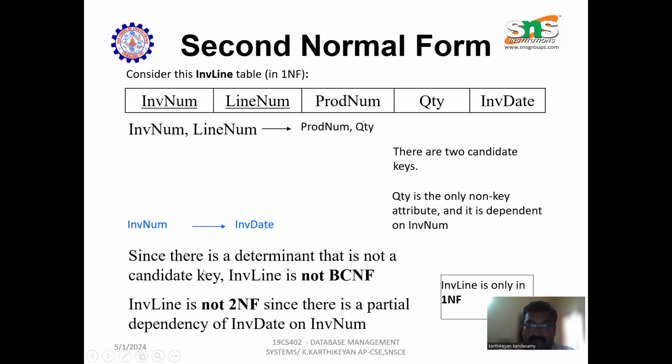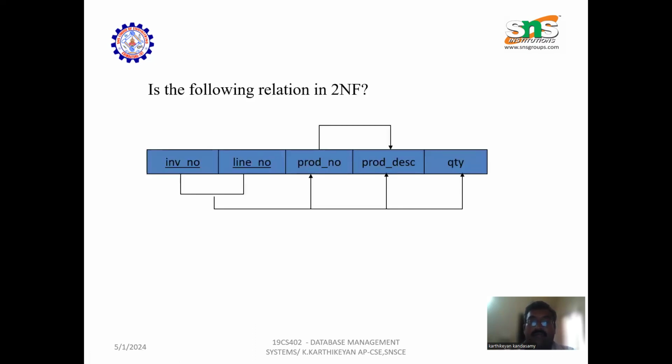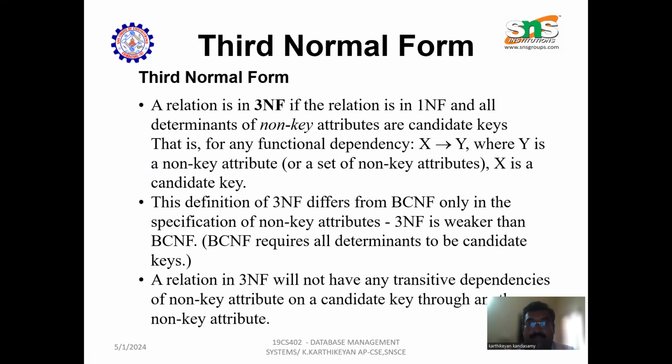So we have divided it into two parts in this method. One is inventory number, line number, product number, quantity. The other is inventory number, inventory date. So this is called second normal form. Then we go for the next one. Whether the relation is in 2NF, you can find out and complete your solution next class. Thank you. Next one, this is the process.